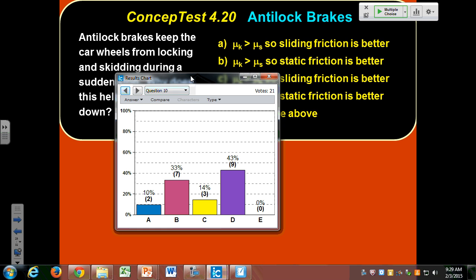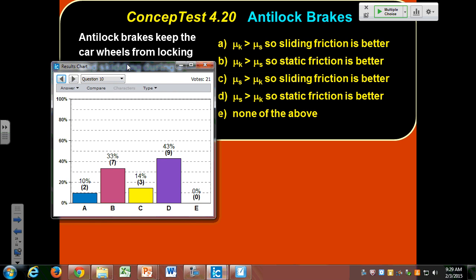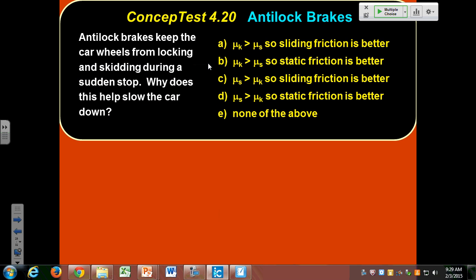All right, let's see here. So my static friction is bigger than my kinetic friction, and static friction is better. So you want to keep that static friction for your wheels. So D here is the right answer. Static friction almost always is bigger than kinetic friction.